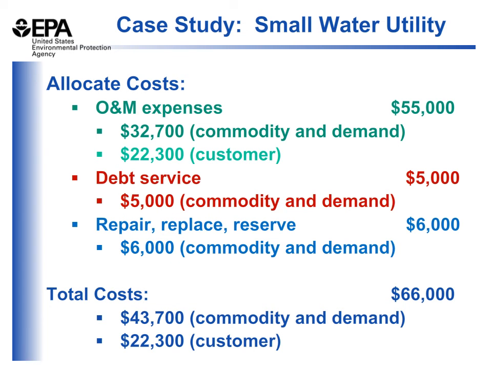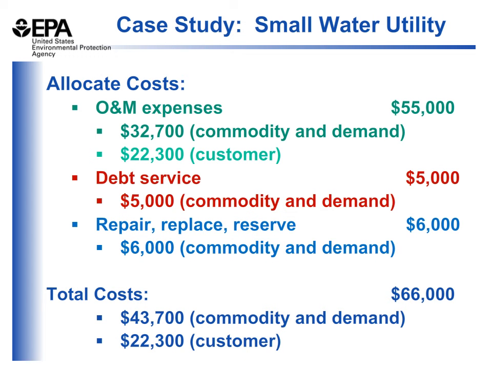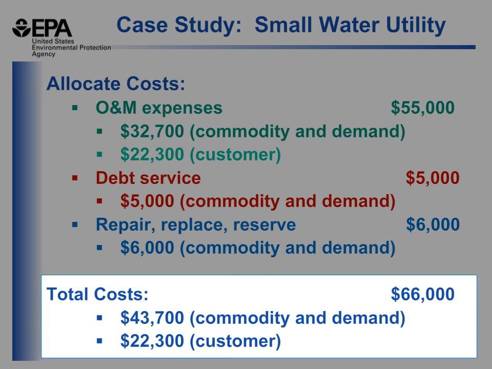So if you have that cost, you need to allocate that cost to certain categories. You have operation and maintenance expenses of $55,000 annually. $32,700 of that is commodity and demand. As mentioned on the last slide, certain costs can be allocated to commodity and certain costs can be allocated to the customer. It's simply a way of allocating costs so they can be tracked separately. So $22,300 of that cost can be considered a customer cost. And again, you have debt service and repair costs. So this is, again, the total amount of revenue required to cover your system costs for the year is $66,000. We split that into 2 categories as mentioned before, $43,700 of commodity and demand costs and $22,300 of customer costs.